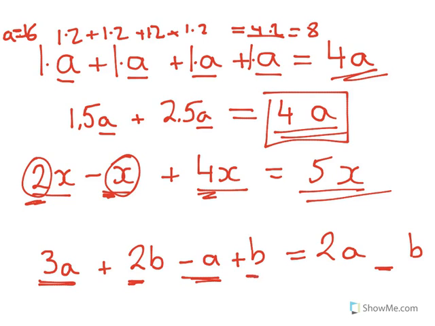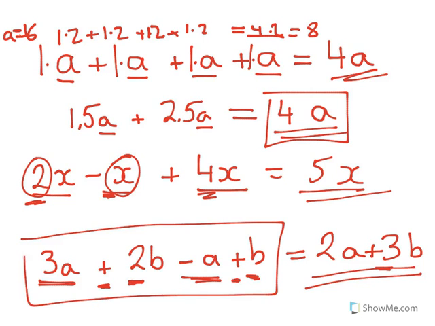2b plus b, well, 2 plus 1 is 3, and everything is positive, so it's going to be 2a plus 3b. So that's the most simple form I can write, and it's much easier to have it this way than it is to have it as a long string.